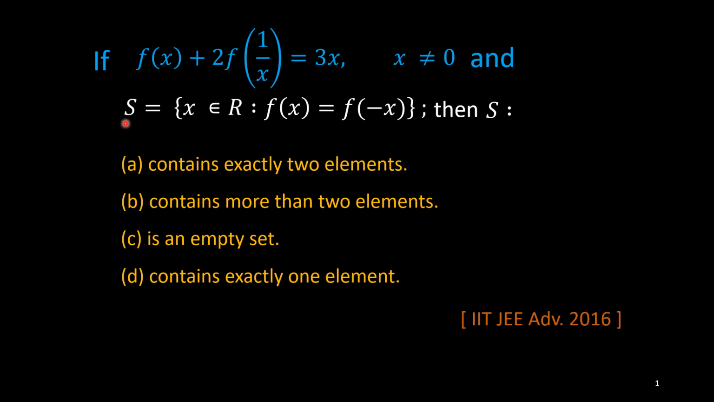Then one set S is given whose elements are real, on the condition that f(x) should be equal to f(-x). Then the question is about S: how many elements are there in S? S contains exactly 2 elements, or more than 2 elements, or it is an empty set, or it contains exactly 1 element. So how many elements are there in the set S? That is the question. So we'll try to solve this problem. It's interesting. Follow this one.